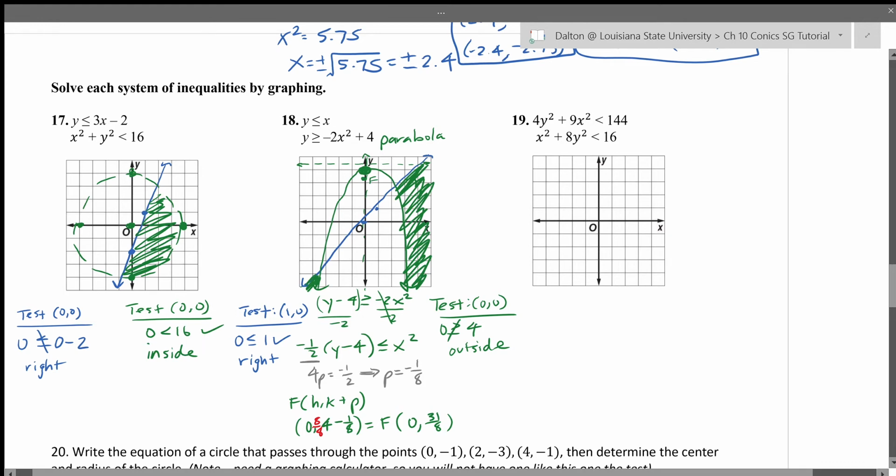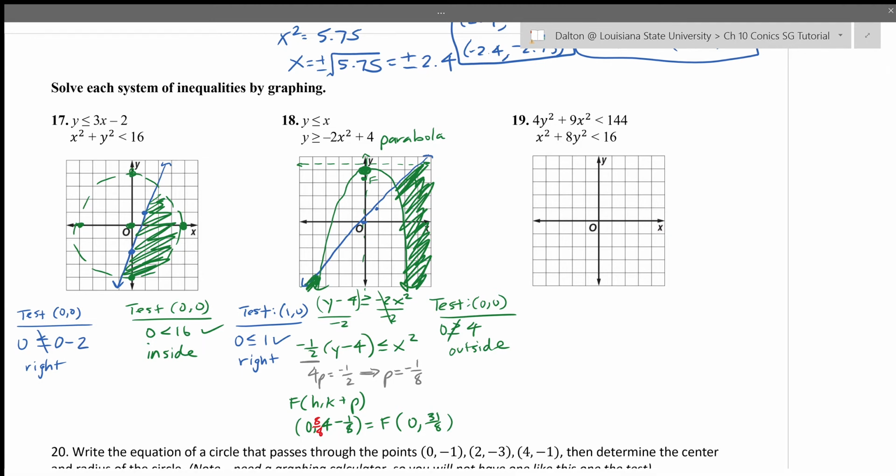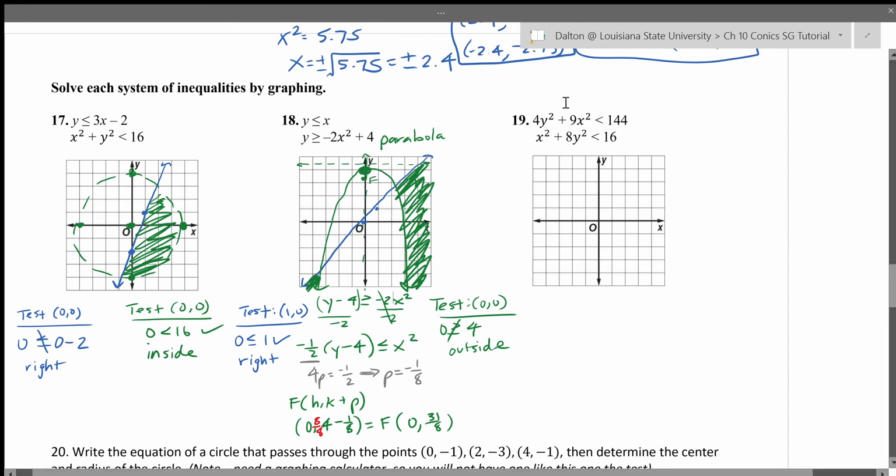Okay, last inequality to solve by graphing. Number 19, I've got 4y² plus 9x² is less than 144. Well, let's see, if you compare A and C, A is 4, C is 9. They are not the same, but they're both positive, which implies that this should be an ellipse. But we know that an ellipse should equal 1. So I need to go ahead and divide everything by 144. So let me do that to the side.